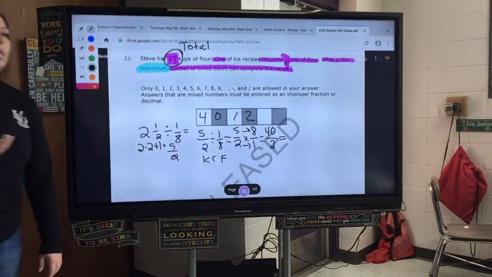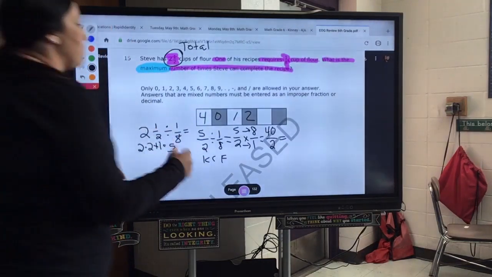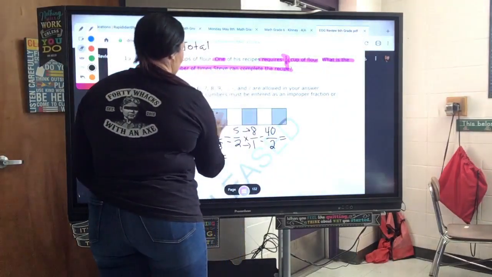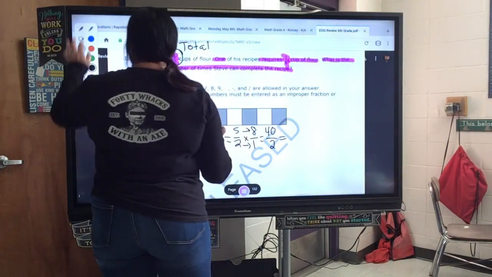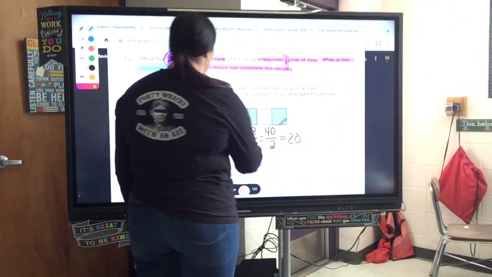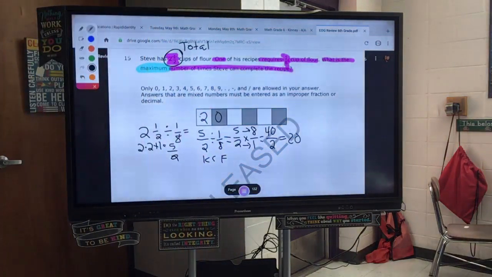This is one of those things where if you wanted to, you can put that in as an open response, as long as you put it in correctly. Or if you took it that step further and you divided, and you did 40 divided by 2, and you got 20, you can also put 20 in. So whichever one you want to do is the correct answer because they both equal what?